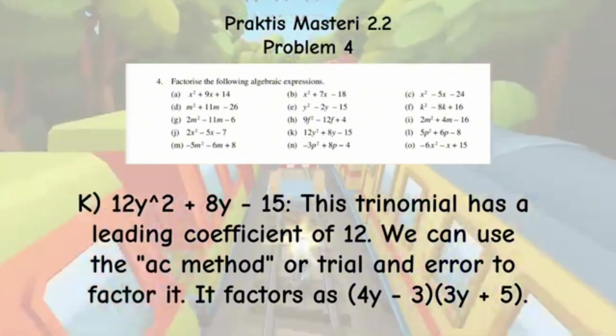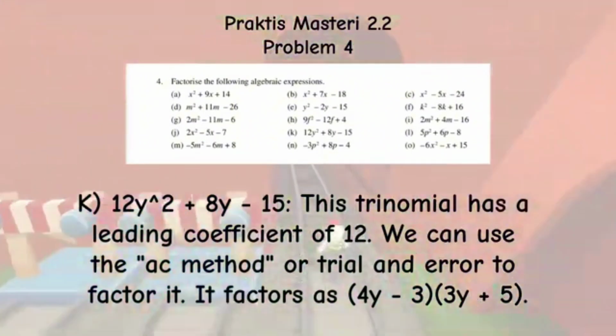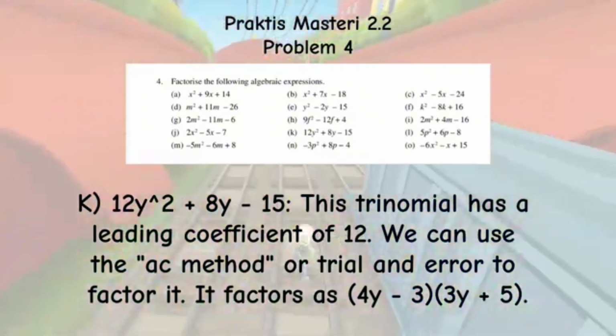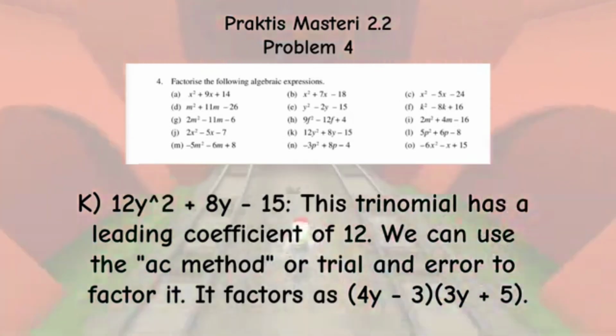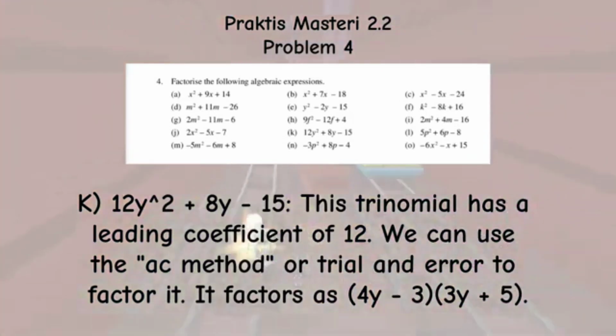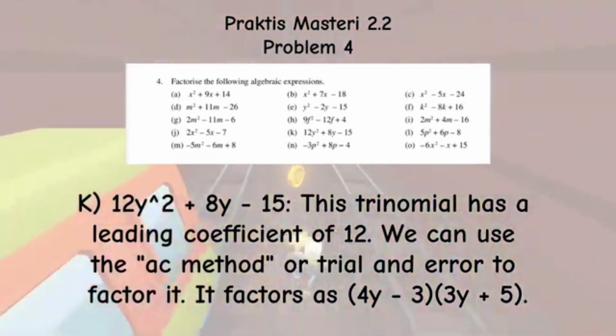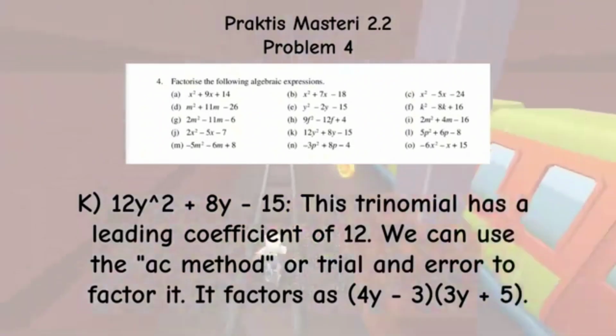k) 12y² + 8y − 15. This trinomial has a leading coefficient of 12. We can use the AC method or trial and error to factor it. It factors as (4y − 3)(3y + 5).